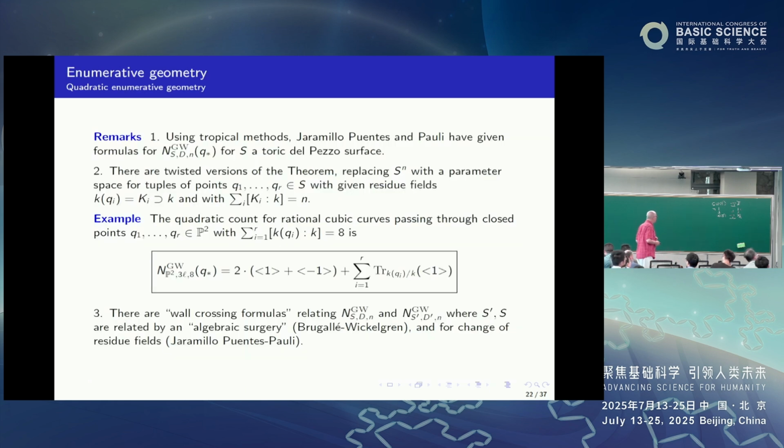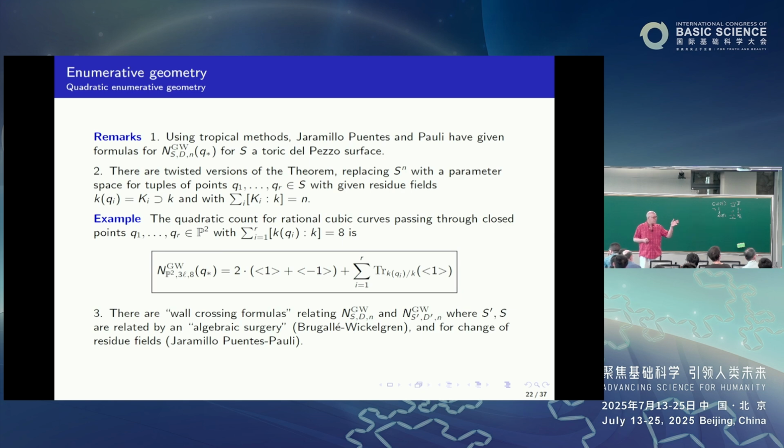Okay, so it doesn't tell us how to compute it, but fortunately, tropical methods, which are very powerful methods for computing these curve counts, have been refined also quadratically by Andrés Jaramillo Puentes and Sabrina Pauli, and they use these tropical methods to actually give computations. So here's one example. You also don't have to use n points on your surface. That would be, if you're over a field k, n k-points on your surface. You can also use a 0-cycle of degree n, where the residue fields are different fields, just as long as the sum of the degrees of the residue fields adds up to this number n.